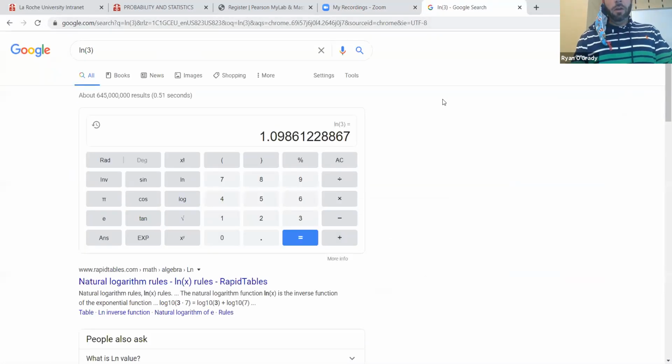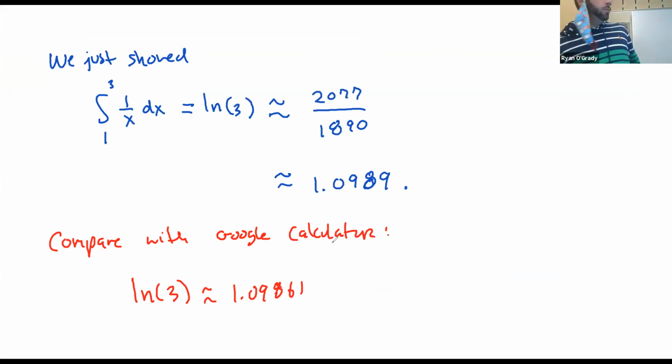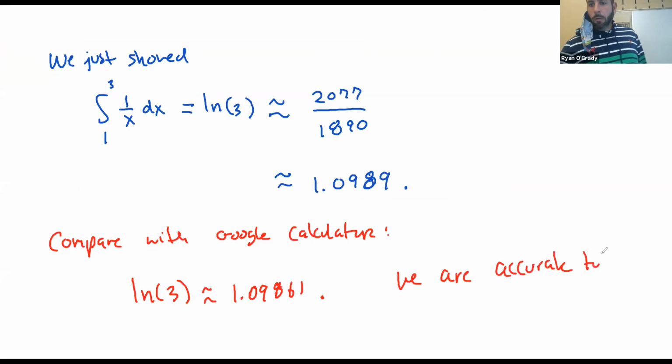Very good. So what does Google give us? 1.09861. So we are accurate to 3 decimal places. Pretty good. That's assuming Google's not lying to us, but they're not.